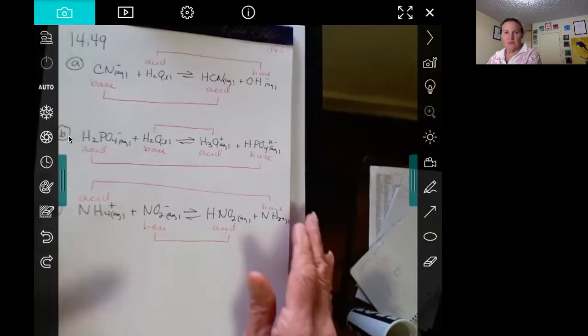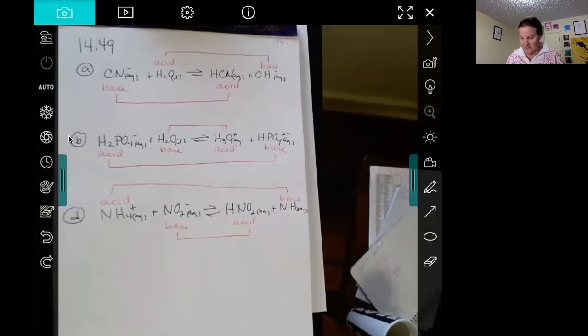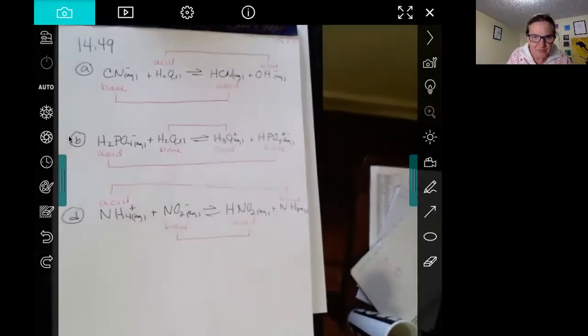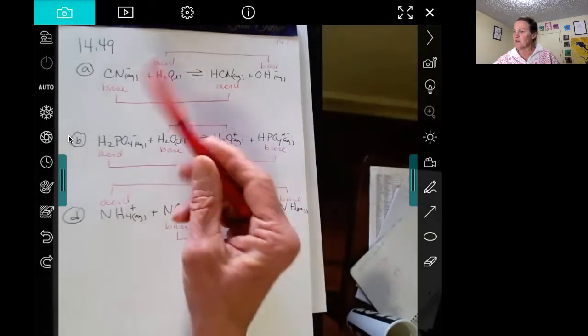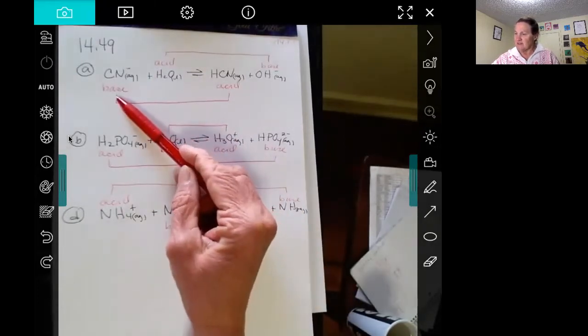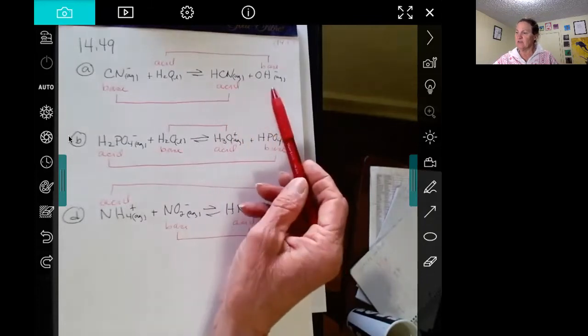Okay, so the first one we're going to look at is problem 14.49, and I won't do all of them. Once you do one, it's pretty clear what's going on. If you look at the problem in the text, it says for each of the following reactions, identify the Bronsted-Lowry acids and bases and their conjugate acid-base pairs. So the first reaction is the cyanide anion reacting in water to make HCN and OH minus.